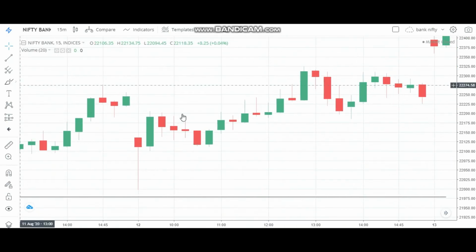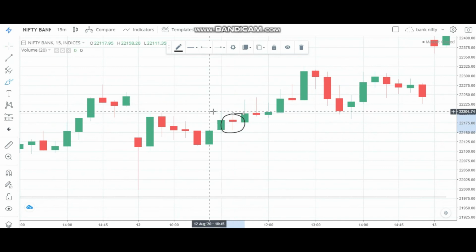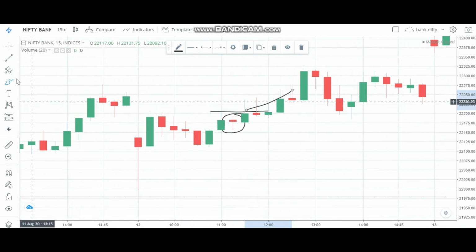You can see at this position, this is a proper inside candle pattern. Again we'll take a buying position and we'll take a 1:2 ratio.